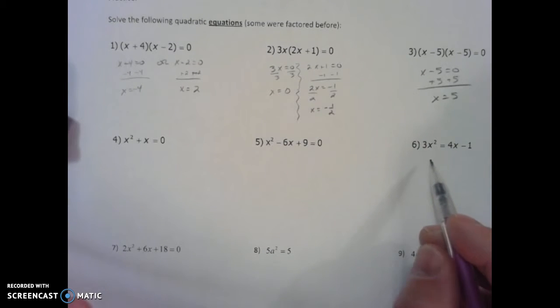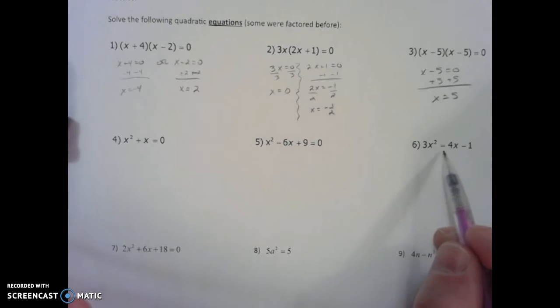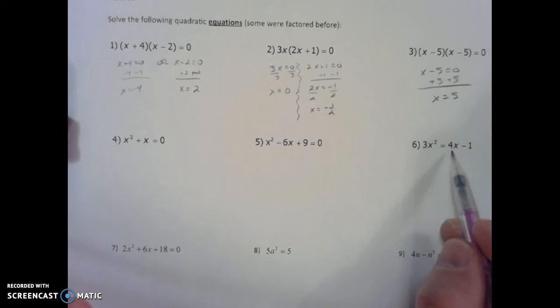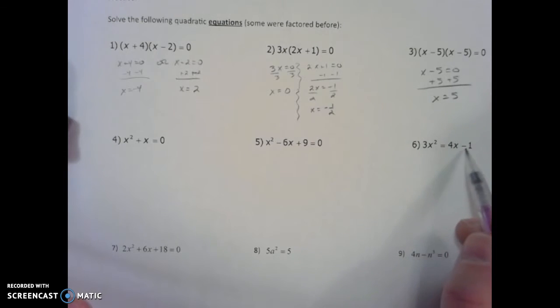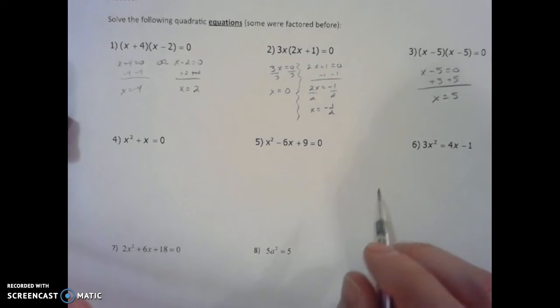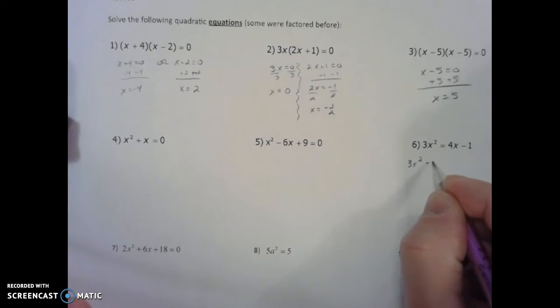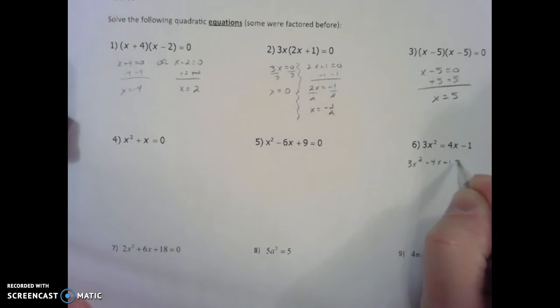In example 6, notice it says 3x squared is equal to 4x minus 1. Now this is a little bit different. What we're going to want to do is try to set this side equal to 0. So I'm going to bring both of these terms over to the other side. I'm going to have to subtract the 4x, and I'm going to add 1. And so that's going to make this left side 3x squared minus 4x plus 1 is equal to 0.